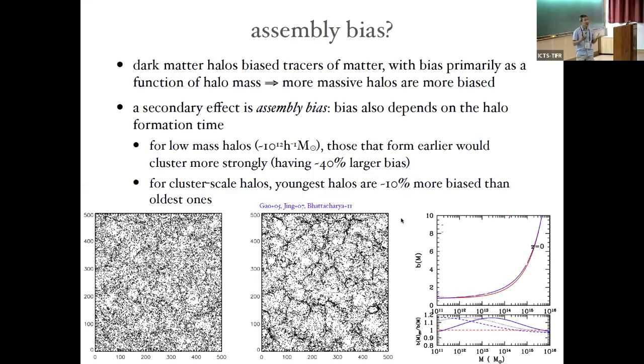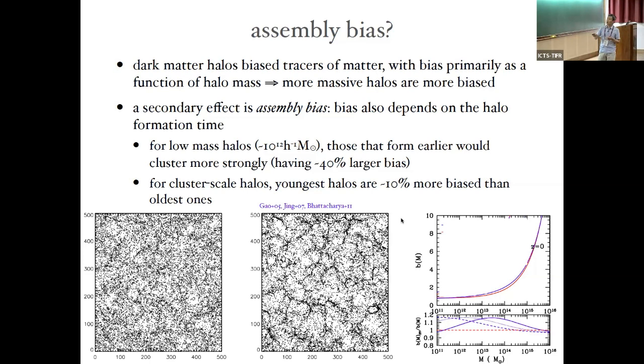We know that dark matter halos are biased tracers of the underlying matter field in the sense that more massive halos are more biased. This plot shows the bias as a function of halo mass. With the advent of high resolution n-body simulations, we are able to discover a phenomenon called assembly bias, which refers to the fact that halo bias not only depends on halo mass, but also on other halo properties, such as formation time, concentration, or spin, etc.